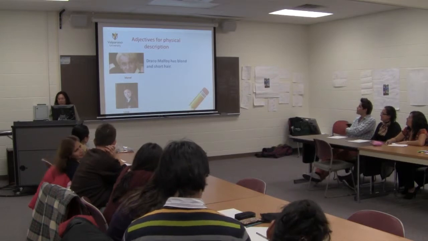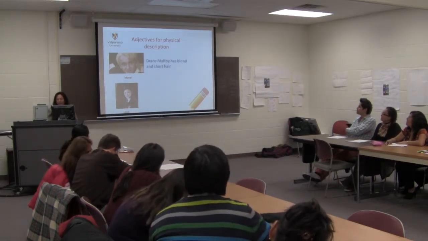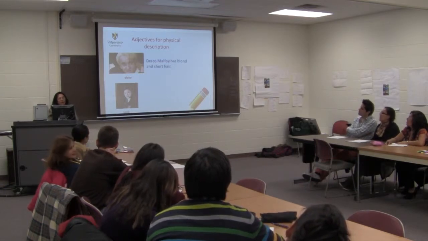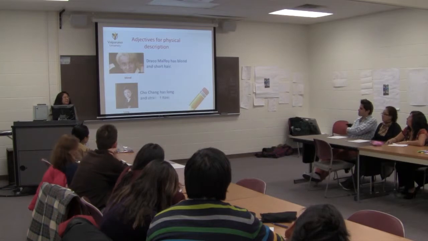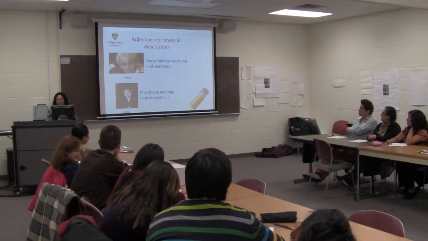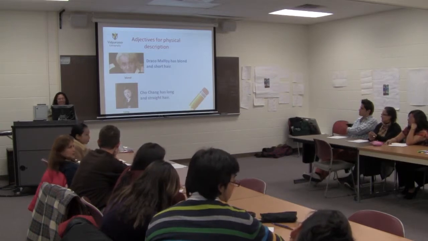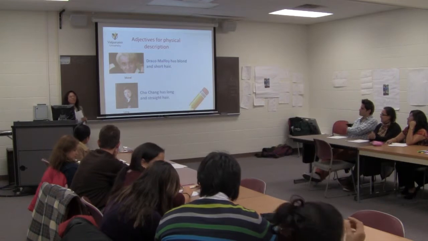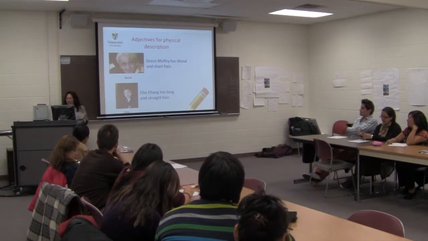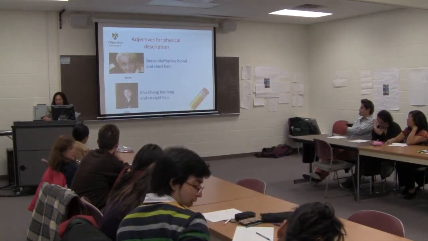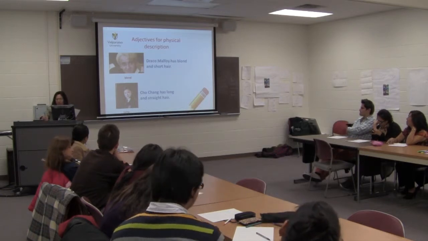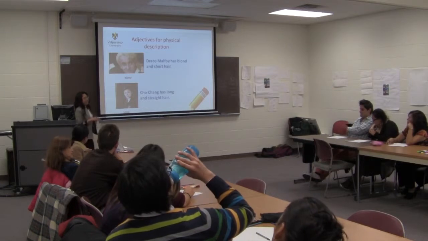Draco Malfoy has blonde and short hair. Okay. The adjectives are blonde and short. And the next, another volunteer, please. Cho Chang has long and straight hair. The adjectives are long and straight. Very good. Okay.